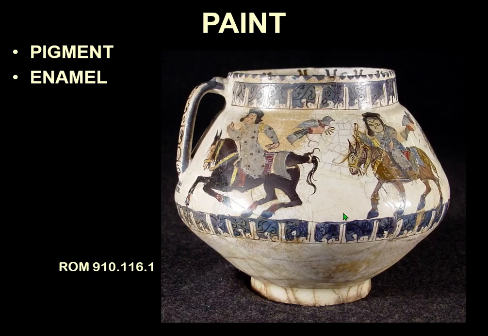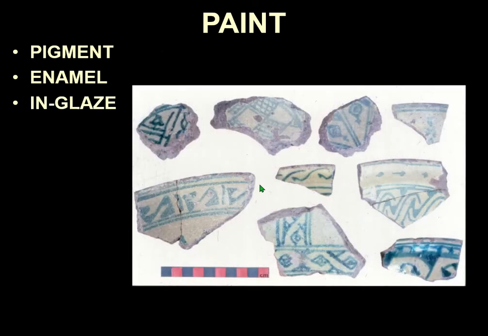Enamel paint is again a glaze-related paint where you've had a glazed vessel, in this case an opaque white glaze, and then they've painted on it with these glassy paints and then fired it again. So the paints have fused to the surface. And we'll be talking more about that.